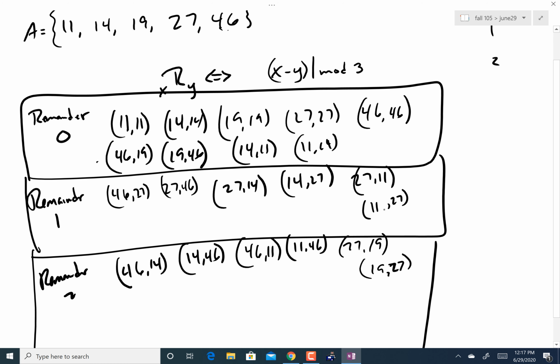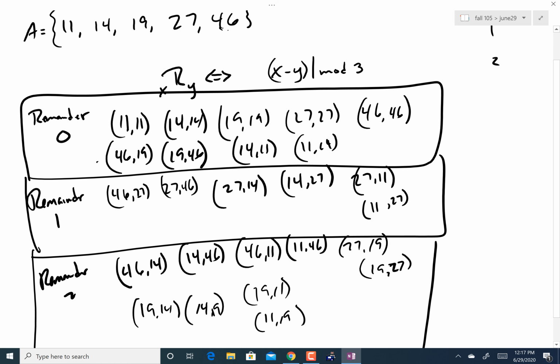Sorry about that. All right, 19 minus 14 is 5, so that works. 19 and 14. 14 and 19. 19 minus 11 is 8, so that also works. Cool. 14 minus 11 is 3.